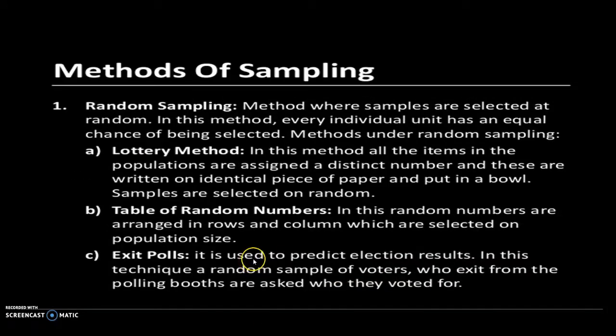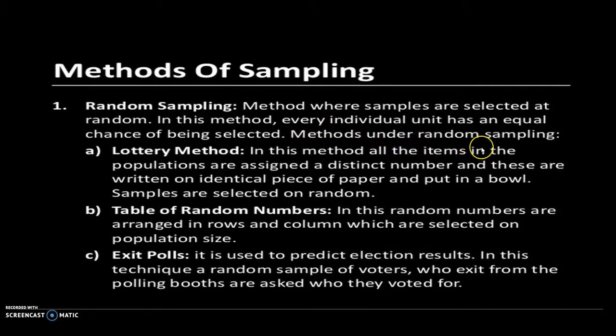So children, what are the methods of sampling? The first method of sampling is random sampling. Then the second one is non-random sampling. So first we study random sampling in detail. It is a method where samples are selected at random. In this method, every individual unit has an equal chance of being selected.